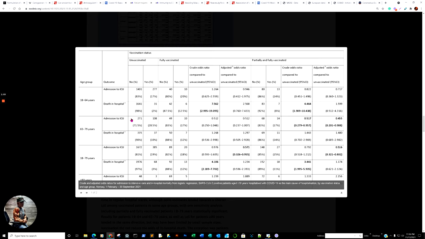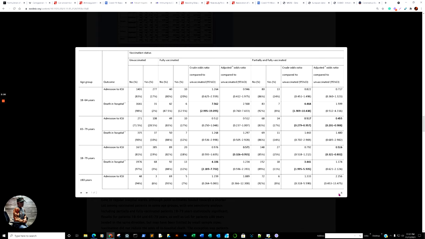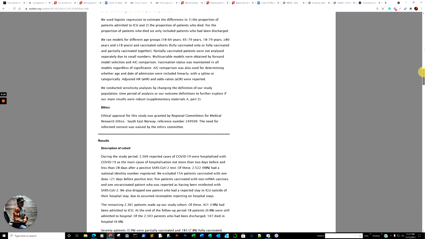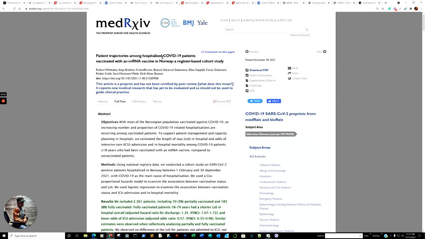Mortality in the hospital. 98% of the unvaccinated did not die in the hospital. 2% unfortunately did. Fully vaccinated, 87.5% did not die in the hospital. 12.5% did. Now keep in mind, I'm not going to add publisher bias. I'm just showing you the raw data as it is. There may be some statistical analysis which could change the leaning of these numbers, but still just the same. That is the data, and we'll cover this data as well: patient trajectories among the hospitalized COVID-19 patients vaccinated with mRNA vaccine in Norway, a registry-based cohort study.